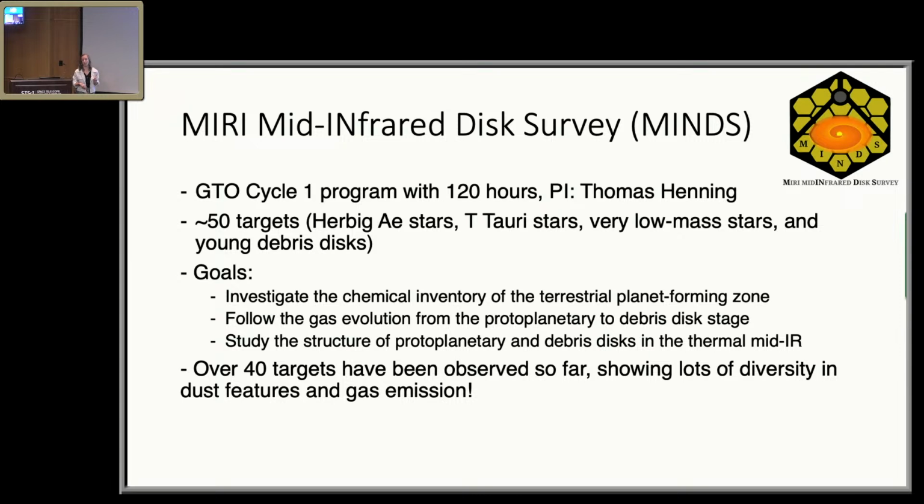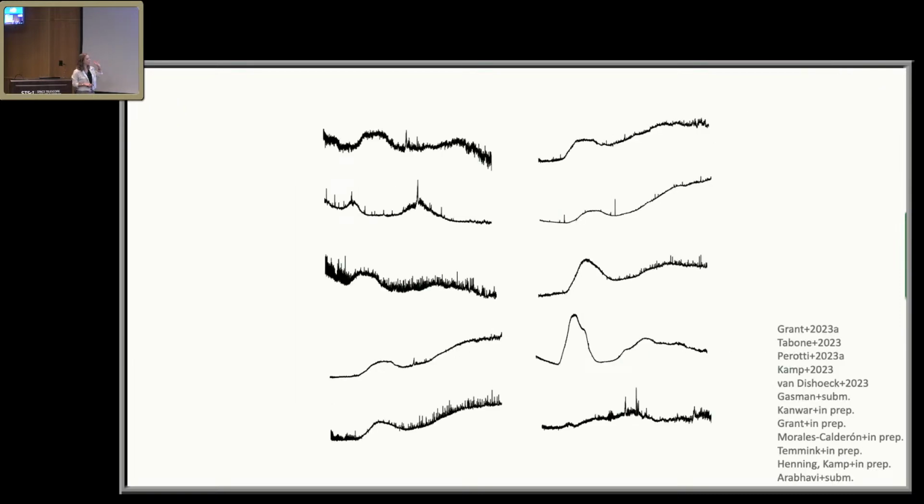And we want to study how this chemistry changes and how the gas evolves from the protoplanetary to the debris disk stage. Over 40 targets have been observed in this program so far, and we see a lot of diversity in the gas and the dust. And so I want to highlight that today. So here is just a snapshot of some of our observations showing the diversity that we see in these MIRI spectra. Here I'm showing the MIRI spectrum for these 10 targets, looking at the flux versus wavelength, going from 5 micron out to around 25 micron where I've cut the spectra off. And we see a great diversity in features.